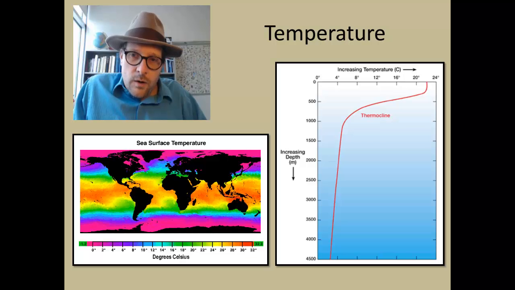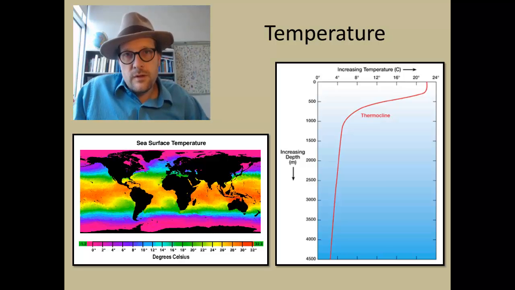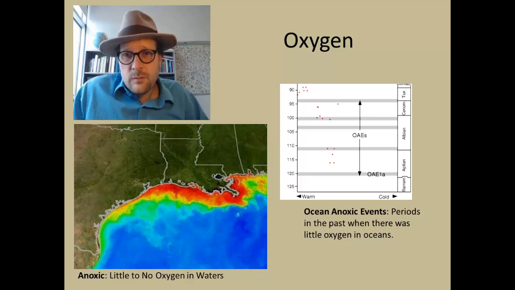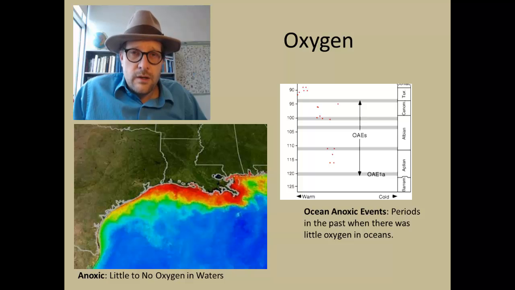This pattern of warm surface water going down to cold water is called the thermocline when we look at it in the water column through the section. Another thing that's really important is oxygen. Oxygen is needed for many animals that live in the ocean, whereas many of the photosynthesizing organisms don't require oxygen. Now oxygen can be depleted, and when oxygen is depleted in the ocean, we refer to these as anoxic conditions. Anoxic conditions happen in many parts of the ocean today.